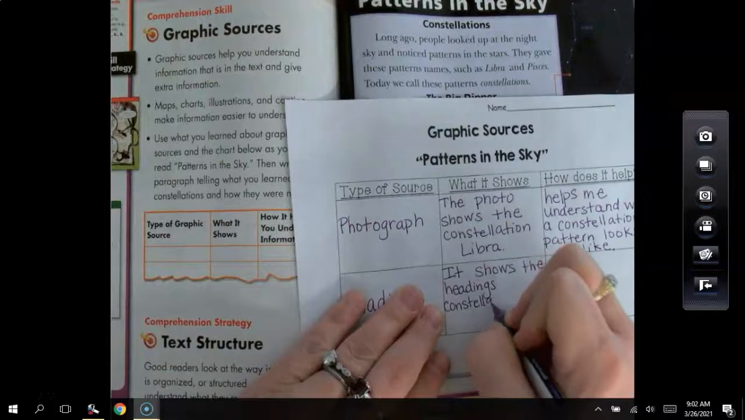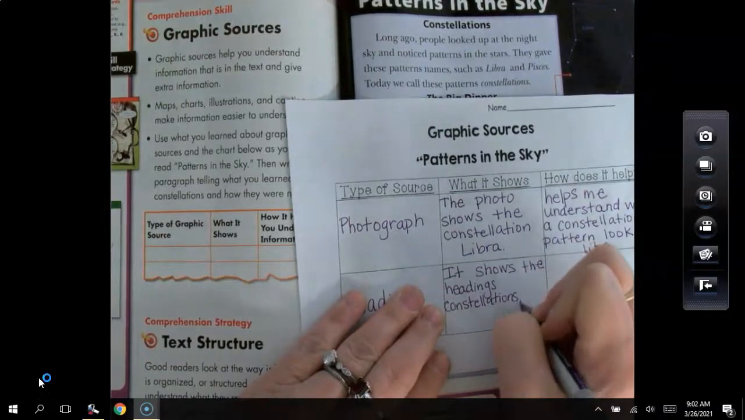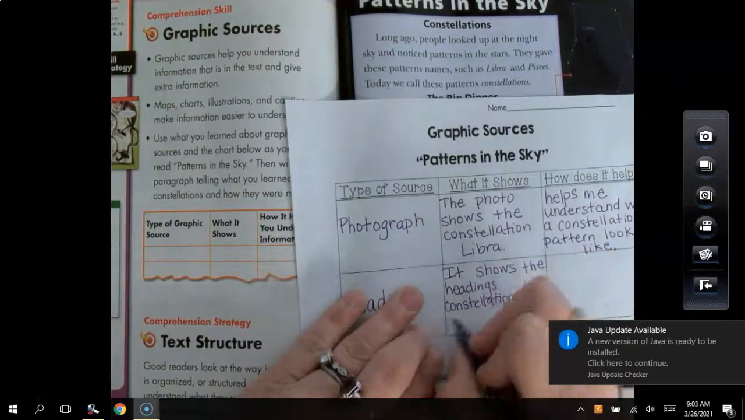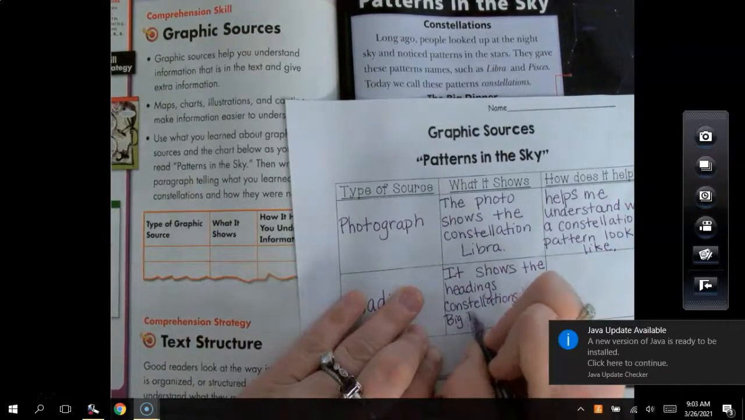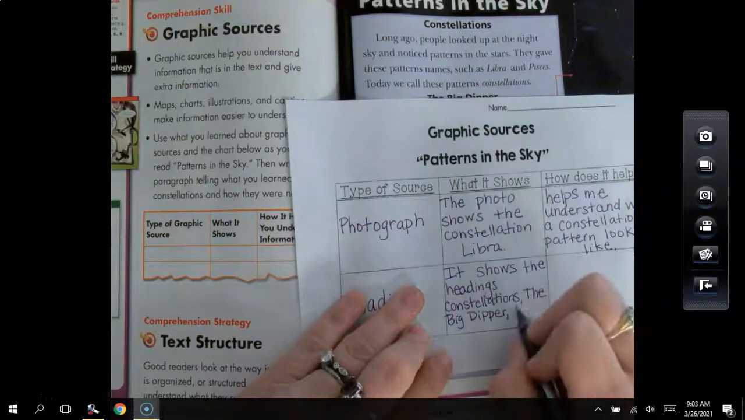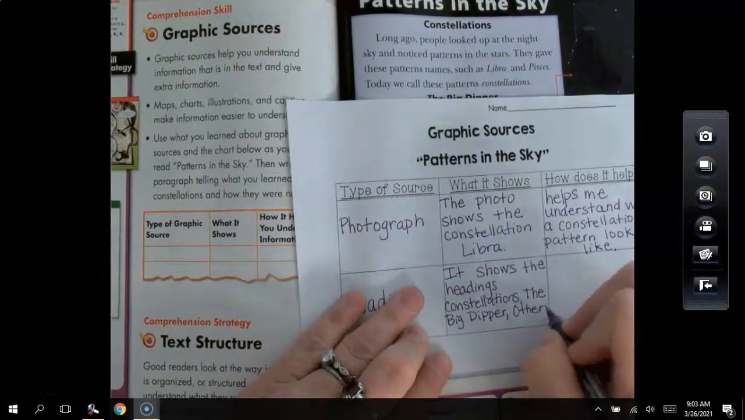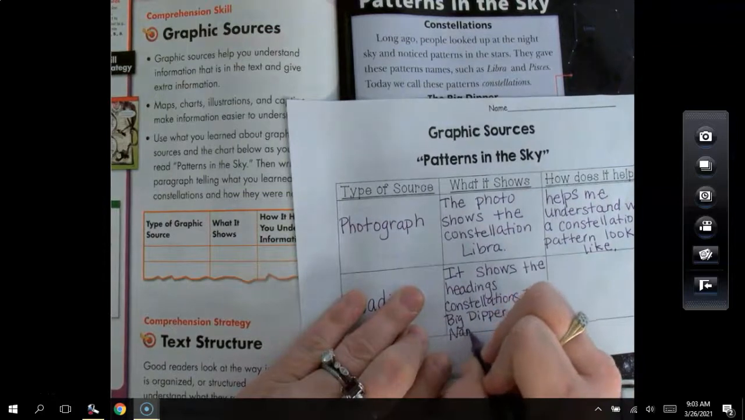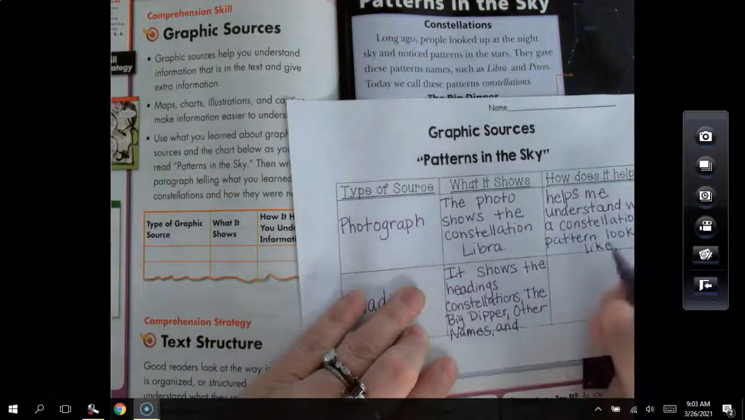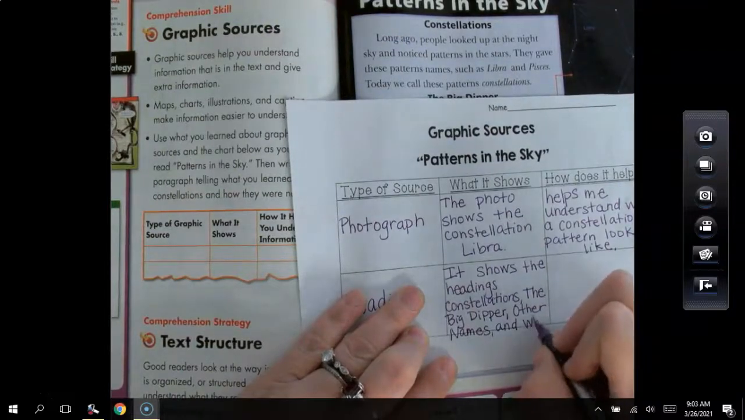Constellations, the Big Dipper, other names, and where to find them.